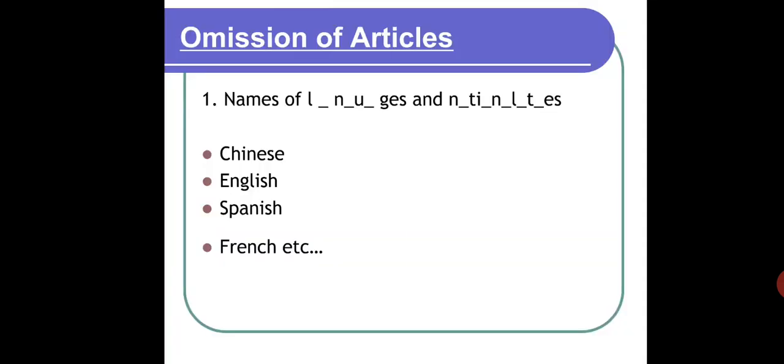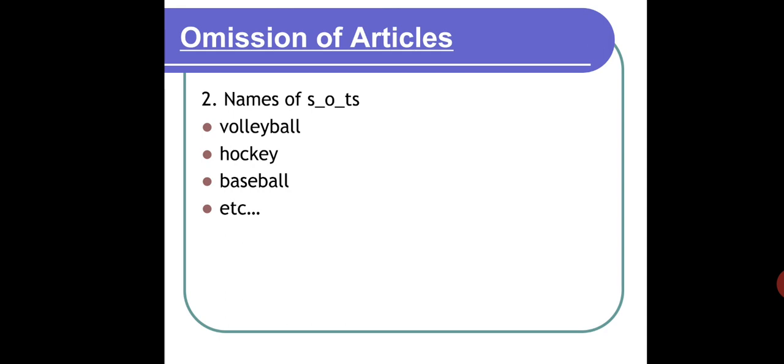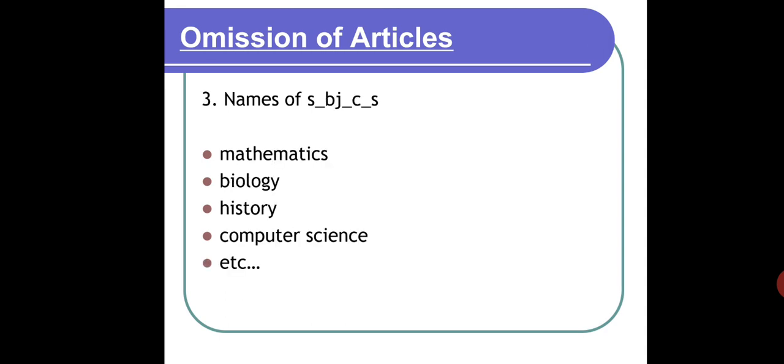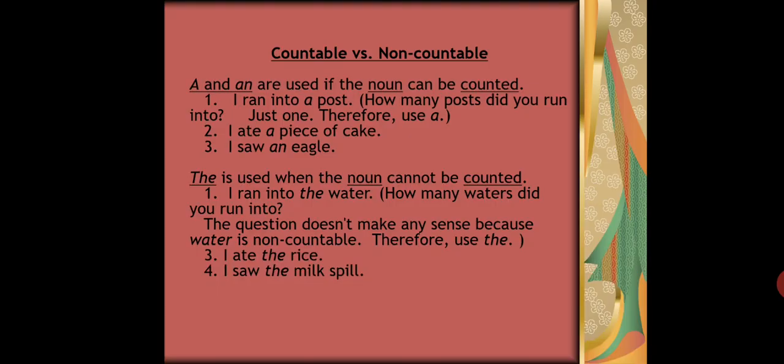But you omit articles if you're only pertaining to names of languages and nationalities, like Chinese, English, Spanish, French, etc. Names of sports, volleyball, hockey, baseball, basketball, you do not add an article in front. Names of subjects, mathematics, biology, history, computer science, and many others, you do not add articles in front of them.